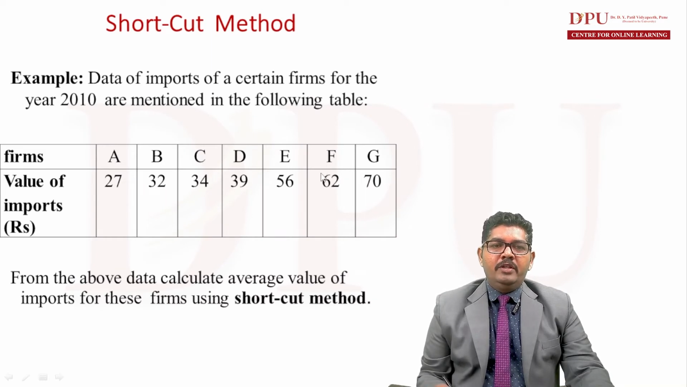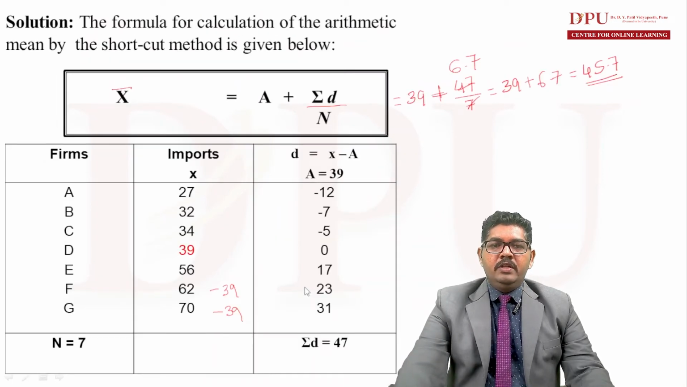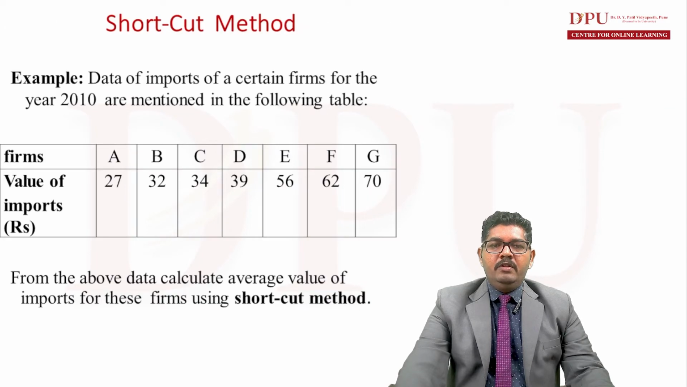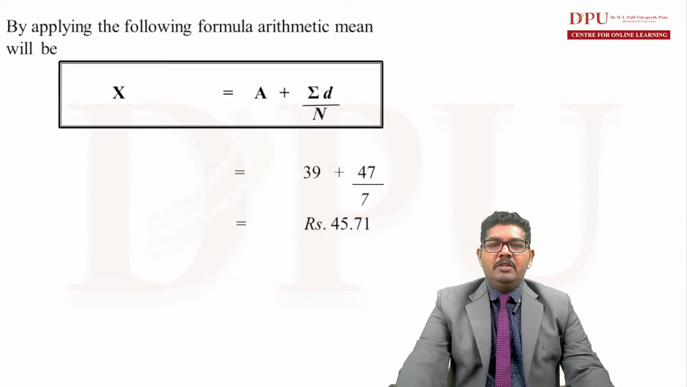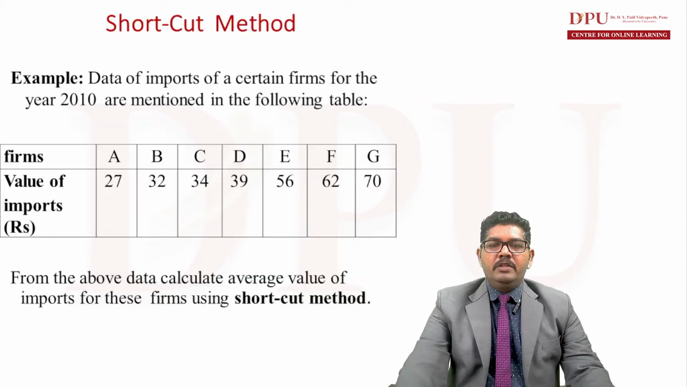Again we have shortcut method. The data of imports of certain firms for the year 2010 are mentioned in the following table. From the above data, calculate the average value of the imports of these firms using shortcut method. So you can now solve this. Is this the same problem we have already solved, say 27, 32, 34? Yes, this is the same problem. So the answer of this particular problem is 45.71.